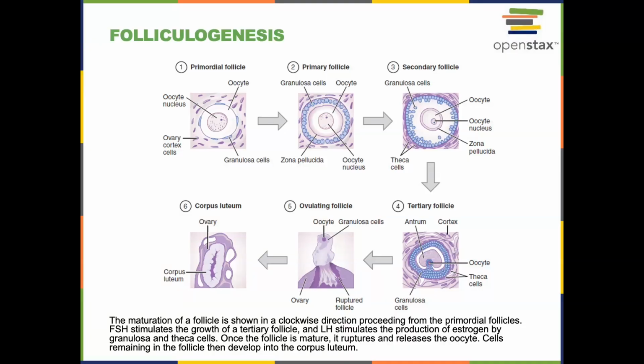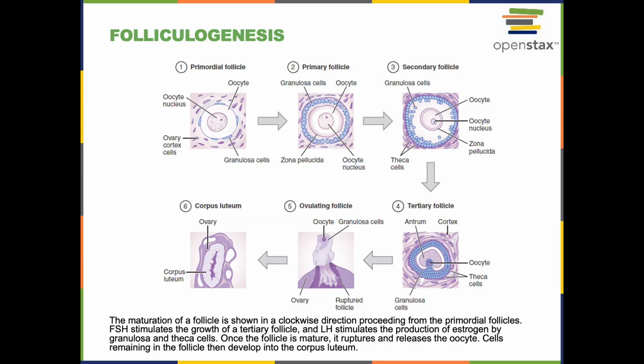When the secondary follicle matures into a tertiary follicle, the primary oocyte is stimulated to complete meiosis 1 and form a secondary oocyte. That secondary oocyte will arrest at metaphase 2 within the tertiary follicle. It is the secondary oocyte that will be released from the ovary in the process of ovulation.